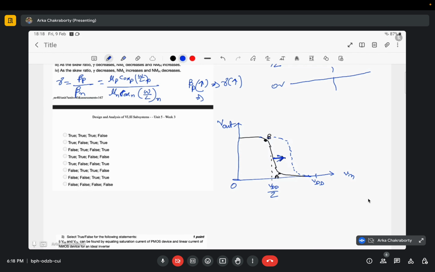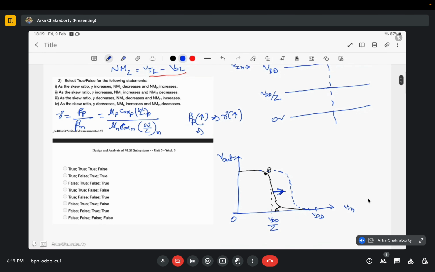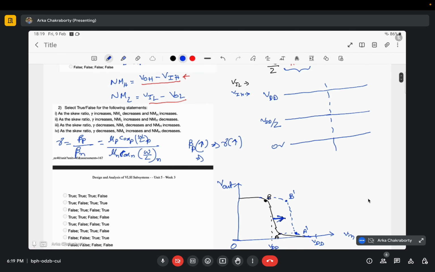Now let us look at what happens to the noise margin due to this. Let me call the new points of transition B prime and A prime. Now let us look into this circuit. Basically this is my 0 volt, this is my VDD by 2, my initial trip point, and this was VDD. So my two swings, ground and VDD, and VDD by 2 was my trip point. So initially my noise margin was something like this.